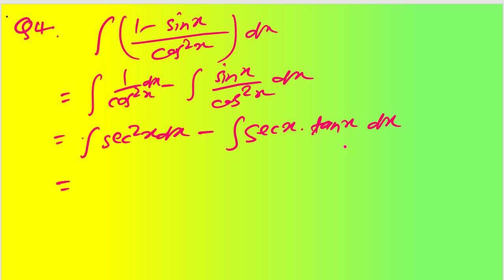Now you already know from the previous videos' formulas that the integration of sec square x is tan x. So integration of sec square x is tan x minus integration of sec x into tan x, from the previous video formula, it will be sec x plus c. So this is the solution.